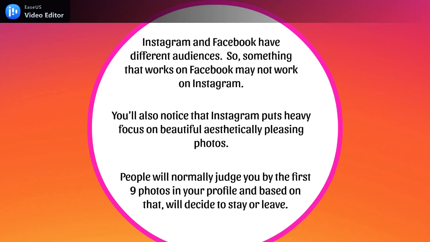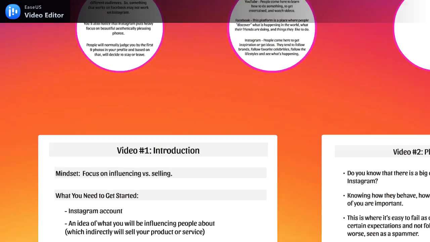When people go to your Instagram profile, they're going to see about a few images. And people will normally judge you based on the first 9 photos in your profile. Based on that, they will decide to stay or they will decide to leave. So you've got to make sure that you choose your best 9 photos up front. So when somebody comes to your Instagram profile, they see the best of the best, right?